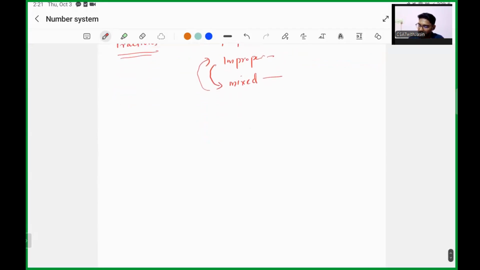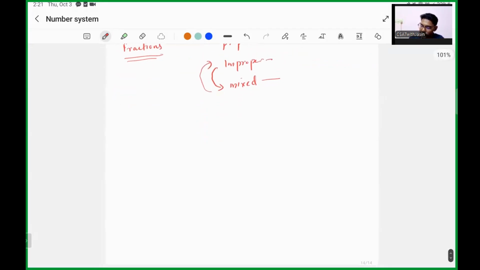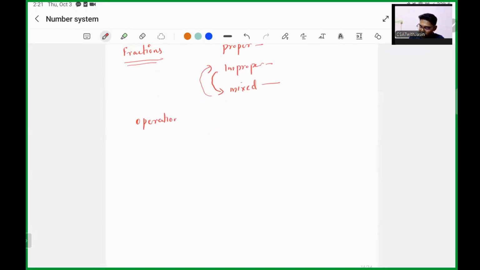Now, another important thing that you need to understand is the operations on fractions. That means how you can add fractions, subtract fractions, multiply fractions and so on. So I'll give you some examples. Let's say you need to add 1 by 4 plus 1 by 3. 1 by 4 is a proper fraction, and 1 by 3 is also a proper fraction. So you need to add 1 by 4 plus 1 by 3.